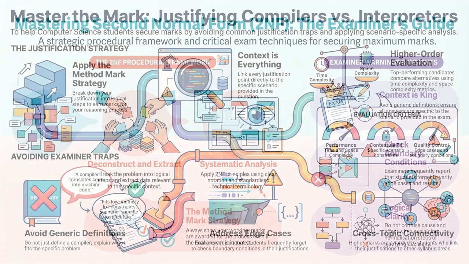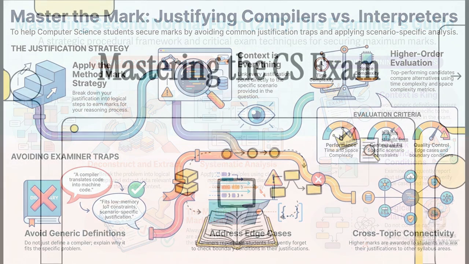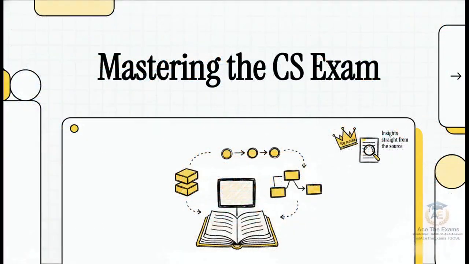Welcome to The Explainer. Today we are focusing on a concept we call the last samurai, mastering the paper. We are going to turn the Cambridge 9618 computer science exam into your personal, highly strategic battleground. Just like an ancient warrior mastering their blade, you need absolute precision to slice through these exam questions.